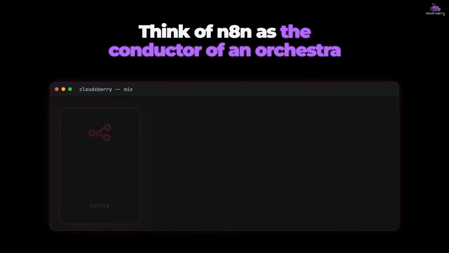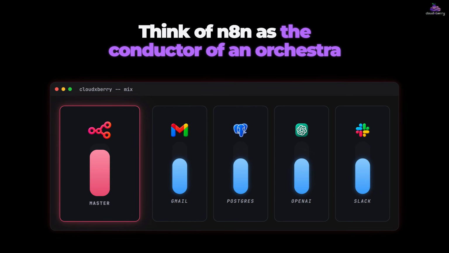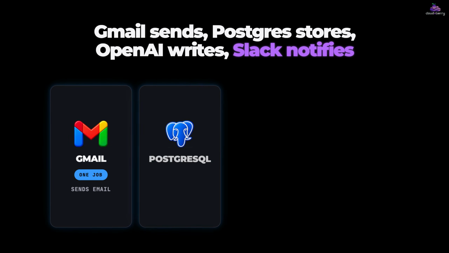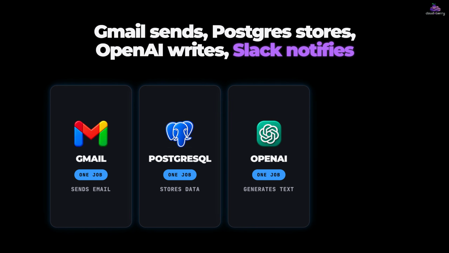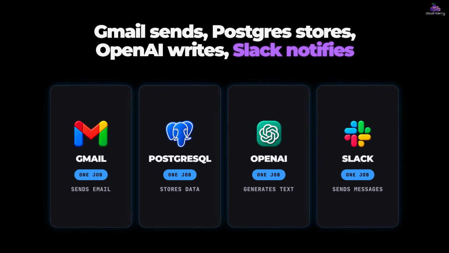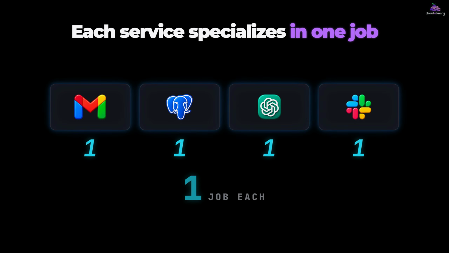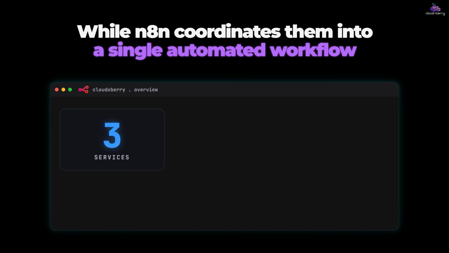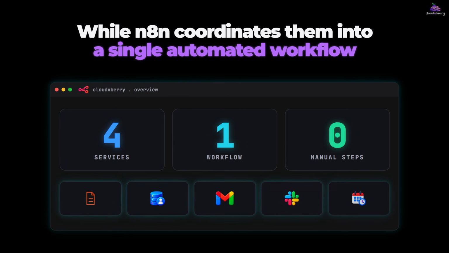Think of n8n as the conductor of an orchestra. Gmail knows how to send emails. PostgreSQL knows how to store data. OpenAI knows how to generate text. Slack knows how to send messages. Each service specializes in one job, while n8n coordinates all of them into a single automated workflow.